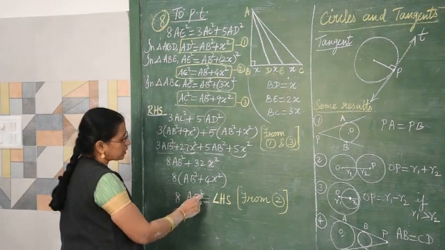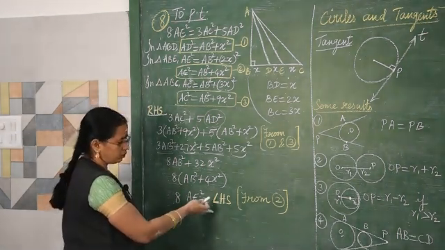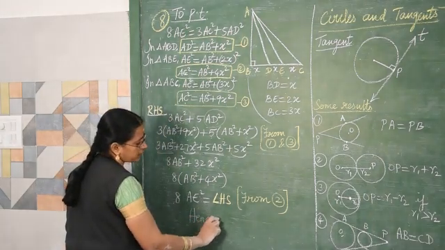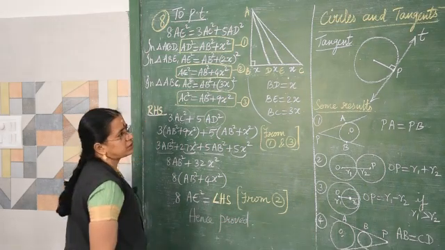So 8 AE square. Actually what is this? That is the LHS which you need to prove. Hence proved. So we have taken the RHS and we have arrived at the LHS.